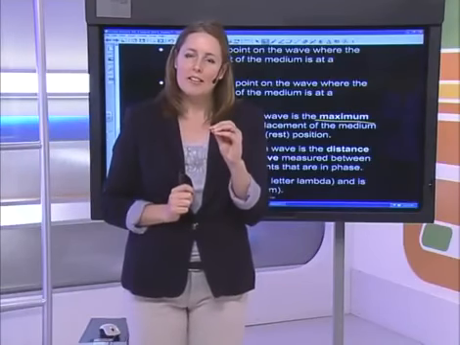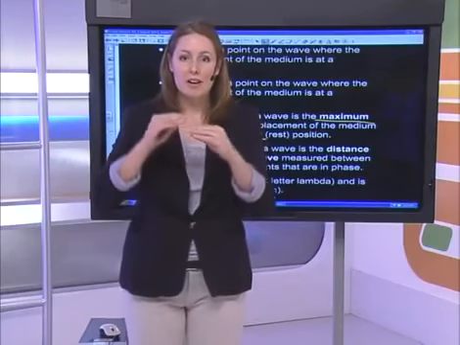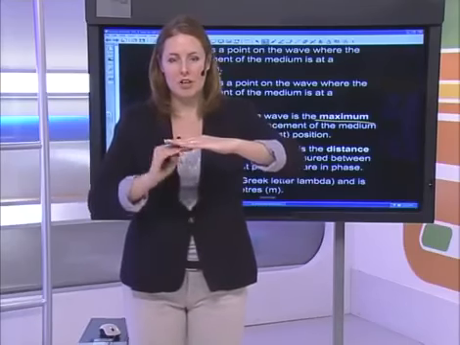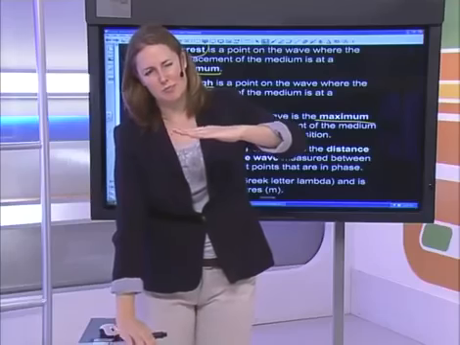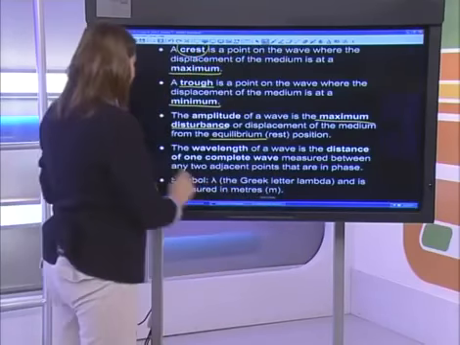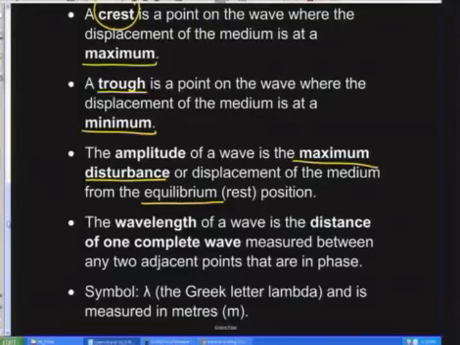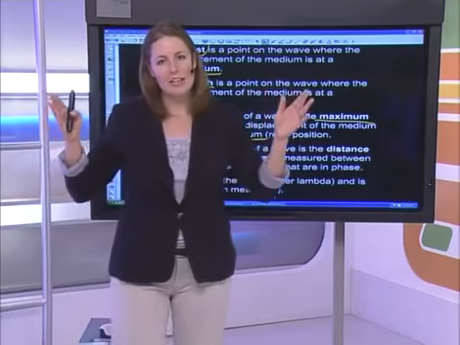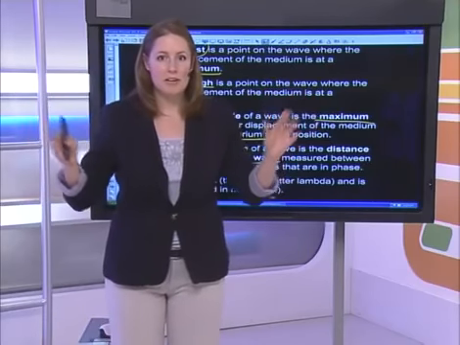When we're speaking about the amplitude, we are speaking about it from rest to the top, or from rest to the bottom, not from the very bottom all the way to the top. Be careful of that. The wavelength of a wave is the distance of one complete wave, measured between any two adjacent points that are in phase. So any two points that you can say is one complete wave.